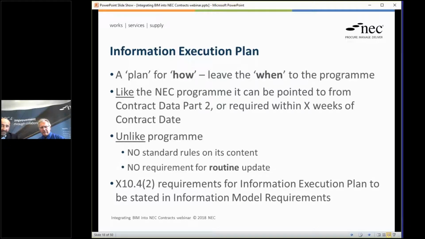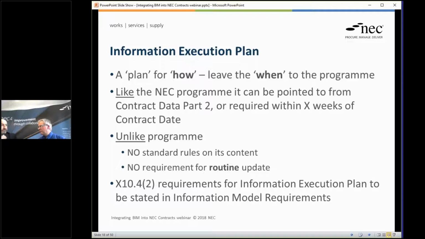As we already discussed, like the NEC program, pointed to from the contract data part 2, required within X weeks of the contract dates. But unlike the program, again, this is important. There's no standard rule on its content. There's no sort of 31 coming back to the dimensions, etc. It's going to be very specific to. So NEC's made a conscious decision to leave that open, leave that required to be user specified. Okay. Which I think most protocols do because it's moving so quick and so fast. It's hard to be prescriptive. Understood. Okay. And then any requirements for the information execution plan are covered in the information model requirements.